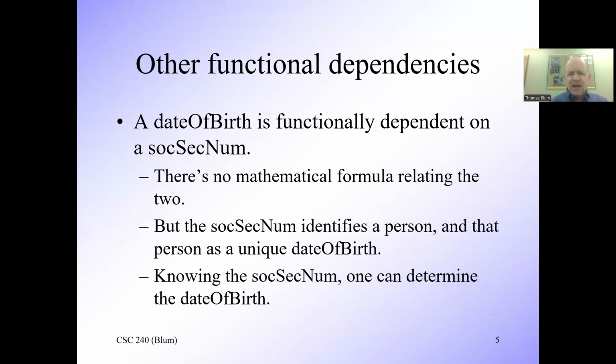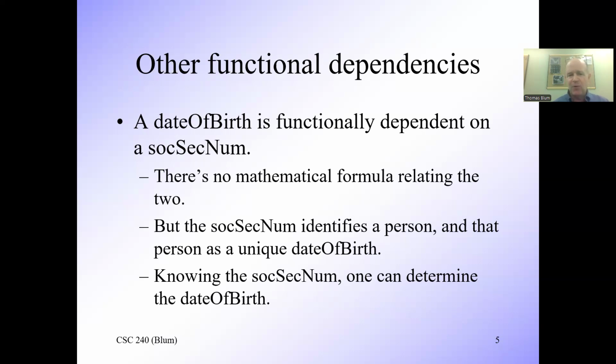Now I can say that date of birth is functionally dependent on the social security number. Well, how's that? There's no mathematical relationship that says if I know your date of birth, I can calculate your social security number, or if I know your social security number, I can calculate your date of birth. But a social security number in the US identifies, or should identify, uniquely a person.